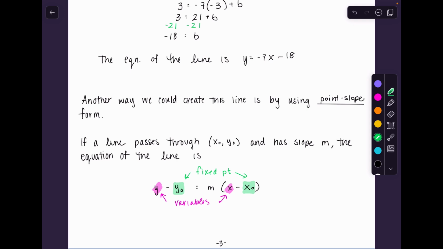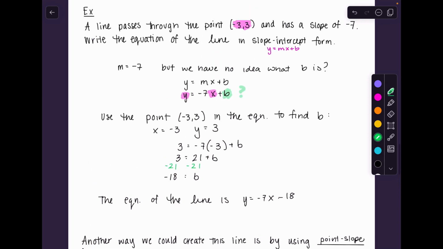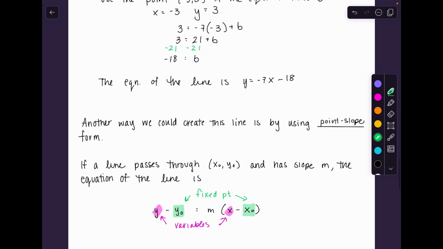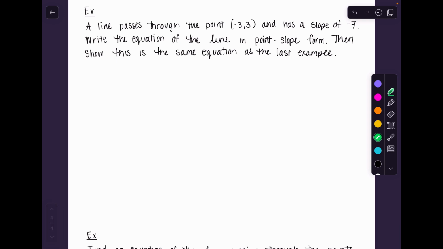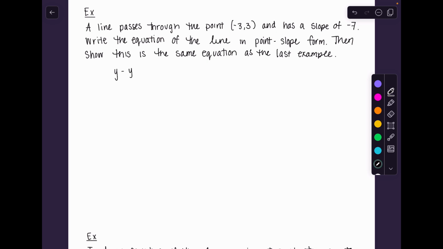So just to show you, we're going to do exactly the same equation, but I'm going to show you we get the same thing using this point slope form. Again, a line passes through the point -3, 3 and has a slope of -7. We want to write the equation of the line in point slope form, and then we're going to verify it's exactly the same thing by just rearranging the equation. So going through my point slope form, we do y minus the y coordinate is equal to the slope times x minus the x coordinate.